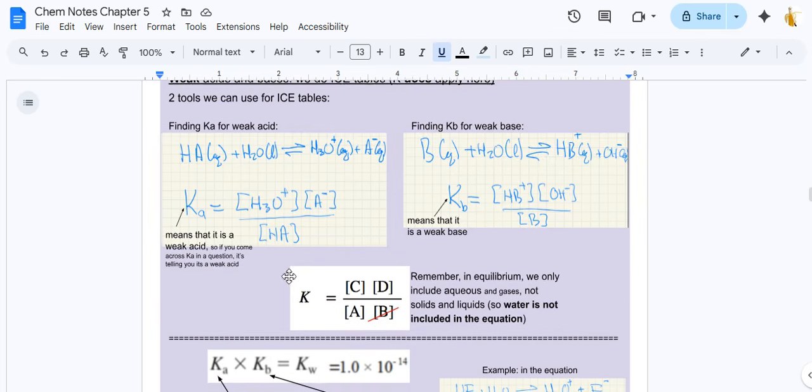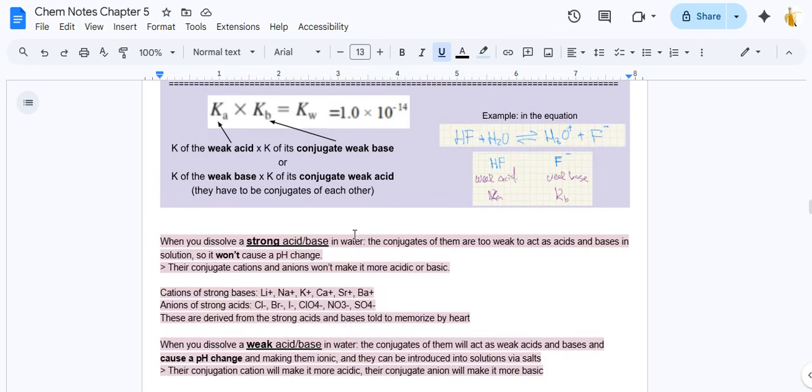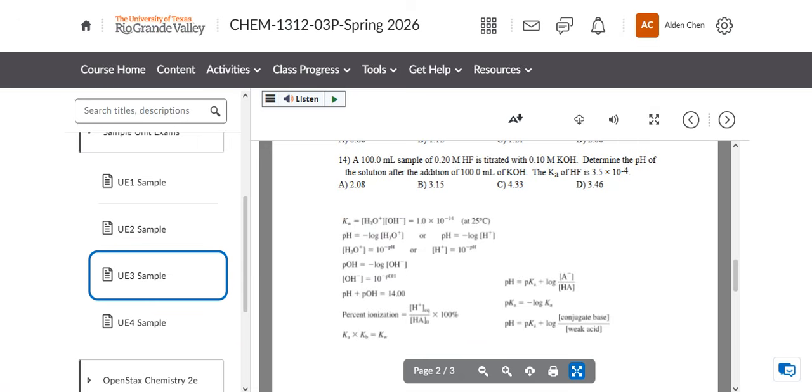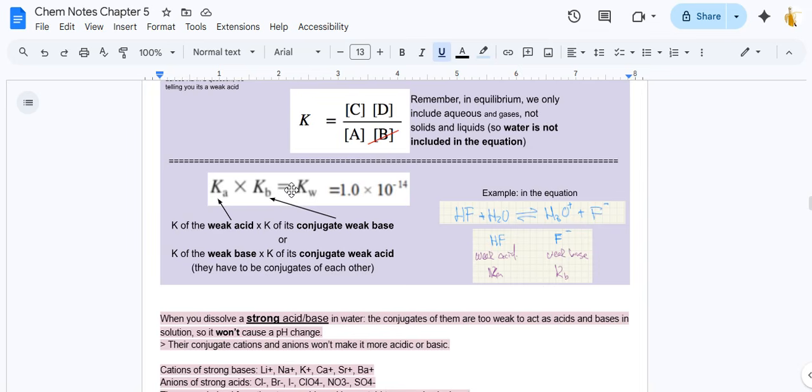So we just covered this formula over here. Now we're going to cover another formula we can use to help us find the answer when we do ice tables. It is this formula: Ka multiplied by Kb equals Kw. And this formula is on your equation sheet, right here. And this is equal to that.